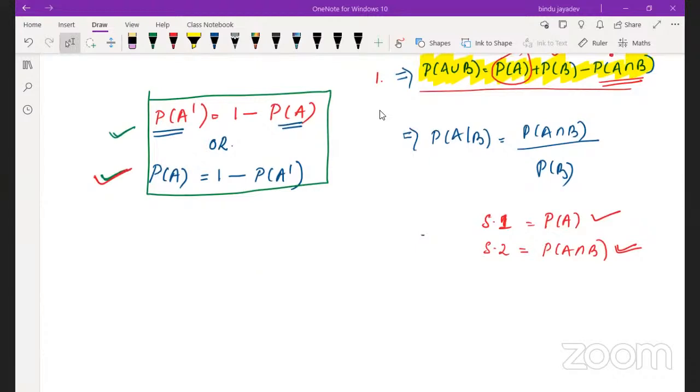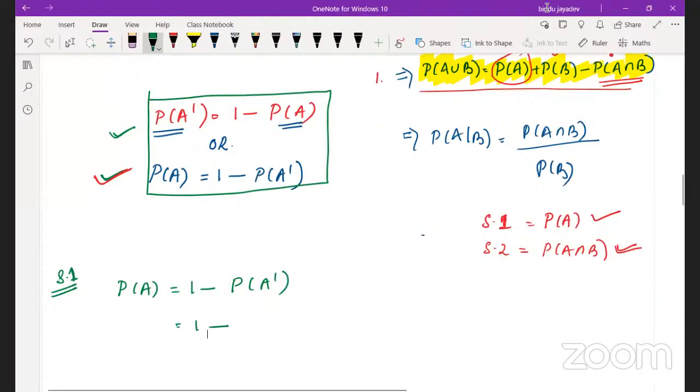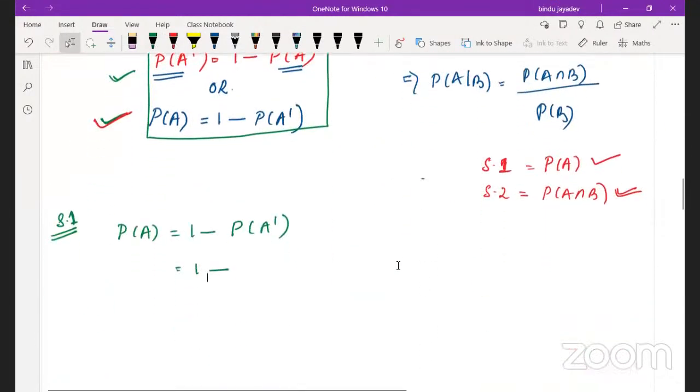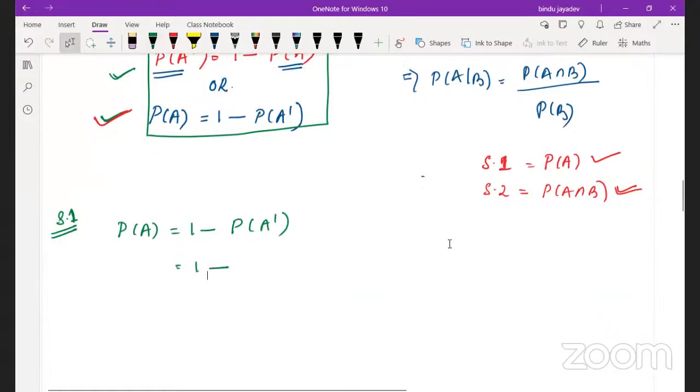Okay, fine. I'll write it because normally in class I'll teach you steps to remember. Therefore, if you want, you can write step number 1. You are finding P of A, that is 1 minus P of A dash. Substitute the value, that is 1 minus. What is P of A dash given in the question? 2 upon 3. Yes, 2 upon 3.